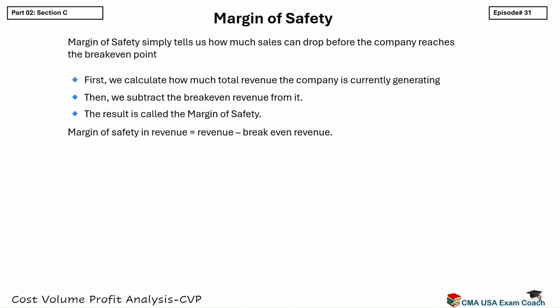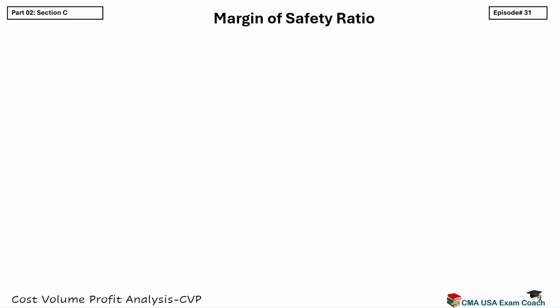Now, to better compare the risk levels across different companies or even different time periods, we don't just use the margin of safety in dollar value. We also use something called the margin of safety ratio. Let's now talk about how safe the business is from making losses. The margin of safety ratio. We already know that margin of safety tells us how much sales can drop before the company hits the break-even point. But to make better comparisons between different businesses or different time periods, we often express this safety margin as a percentage. That's where margin of safety ratio comes in.